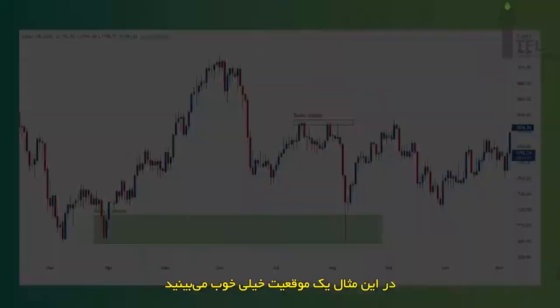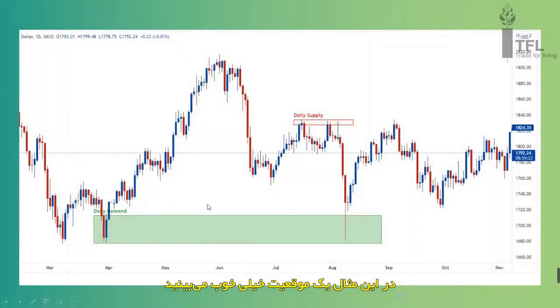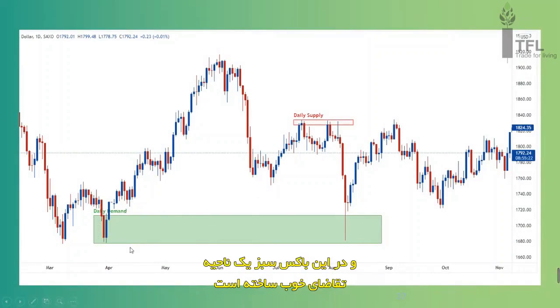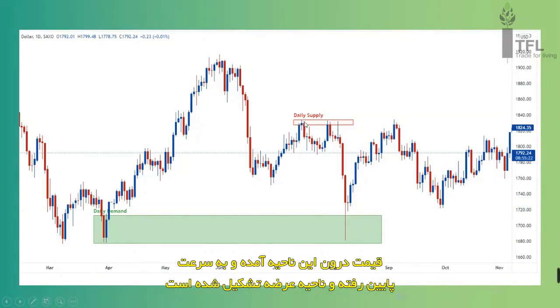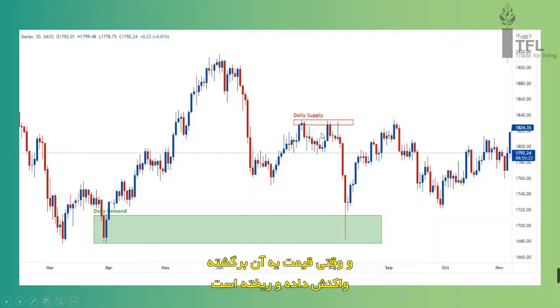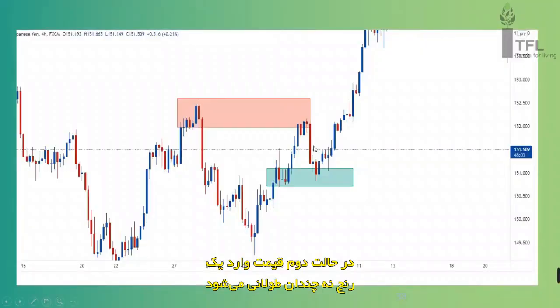So an example here of the nice catch: you can see the price moves down quickly and then moves back up. So it creates a very nice demand zone at this green box over here. Similarly, look at this red box, a small one. It comes into this area and quickly creates a supply zone right on top. And when the price comes back, it reacts and then drops. So this is what we call a nice catch.